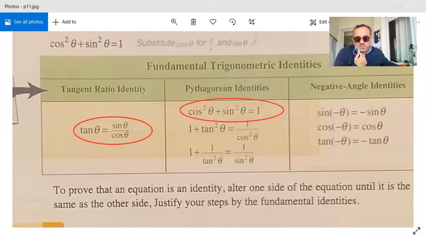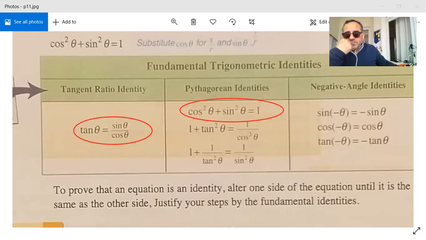Cosine square plus sine square always equals 1. Just in square; if you don't have square, then it's not equal to 1. Sine theta plus cosine theta is not equal to 1. Only cosine square plus sine square equals 1. These two are very important for grade 12.